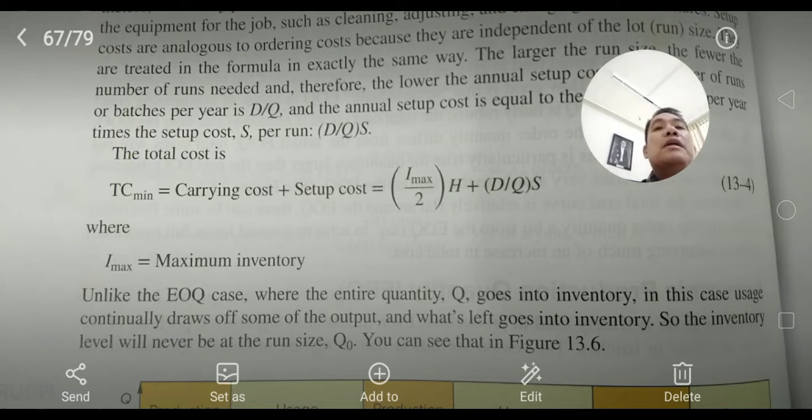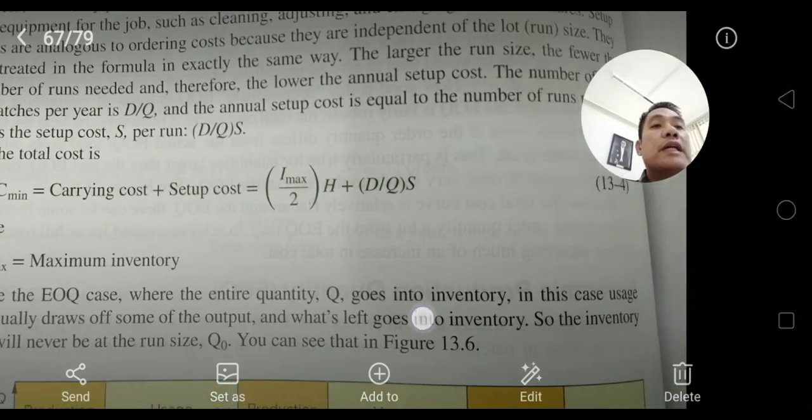Now, if you notice, carrying cost is equal to IMAX, or the highest level of inventory that was reached through production, divided by 2 times H plus DO over Q times S. Parehas din lang yan. Ang pinakaiba lang, IMAX ang ginamit dito kasi nga nagpo-produce ka, hindi ka nag-iintay ng dating ng delivery. IMAX is referring to maximum inventory divided by 2. So, essentially, IMAX over 2 is equal to your average inventory. Okay, let's move on to the next slide.